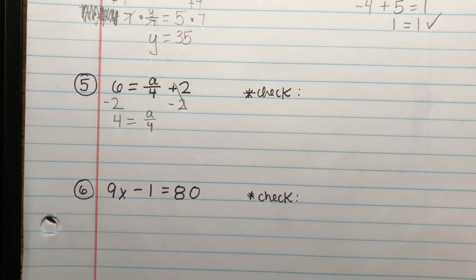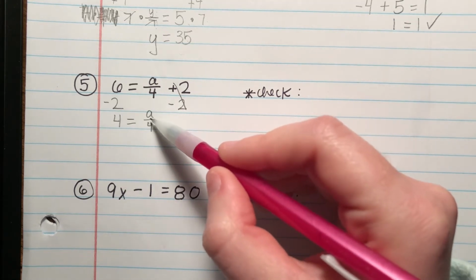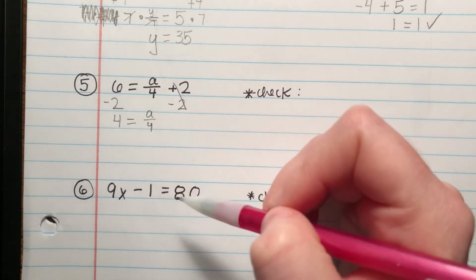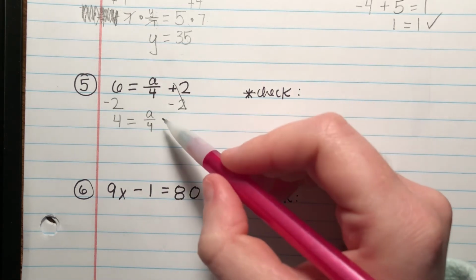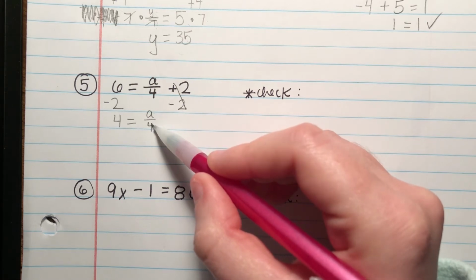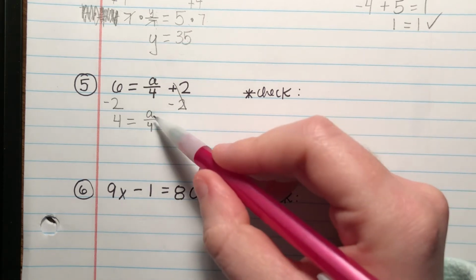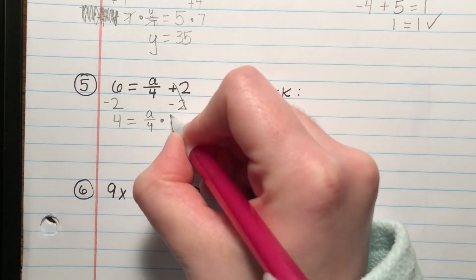Now remember, I'm trying to get a by itself. So whatever else is connected to a, I need to move over to the other side so that a is by itself. So a is being divided by 4, right? What's the opposite of division? That is multiplication, right?